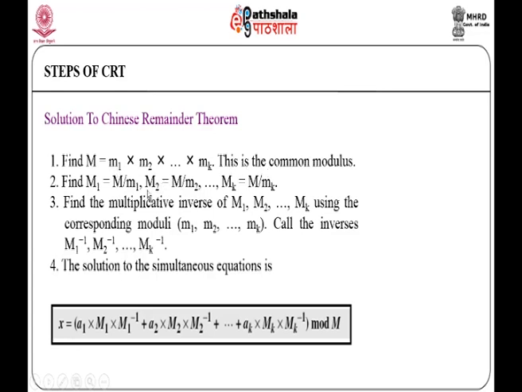From the common modulus I am getting the individual modulus, and then I am finding the multiplicative inverse of this modulus, and finally x is equal to a1 into M1 into M1 inverse plus a2 into M2 into M2 inverse, like that M3, M4, a3, like that we do, and finally we have to do mod of capital M. So, if we are able to understand these 4 steps, we can find out the common variable with the different moduli.